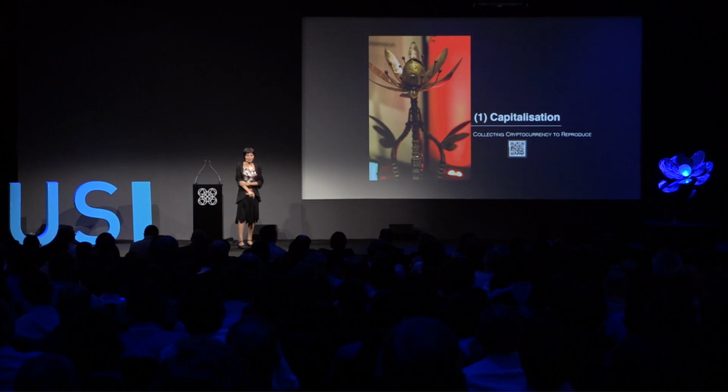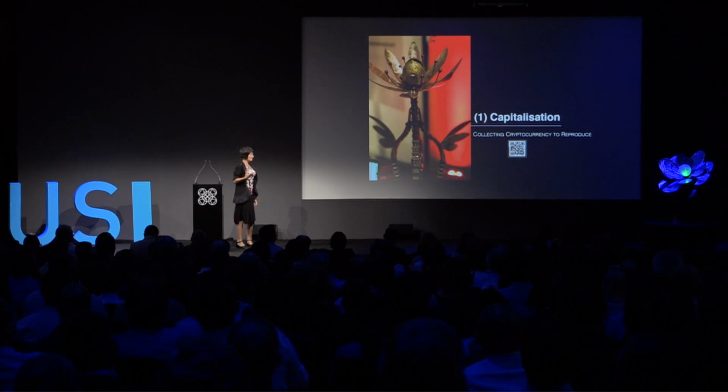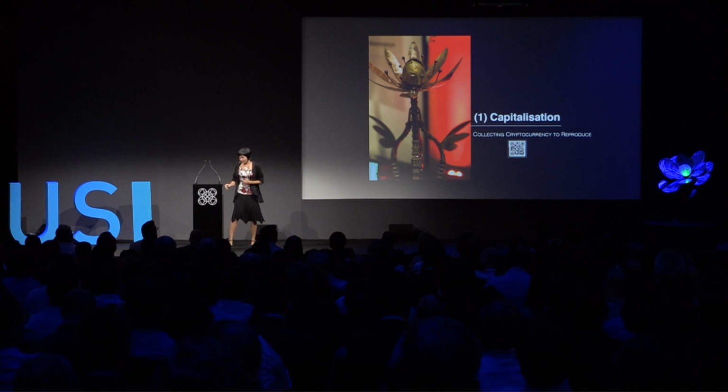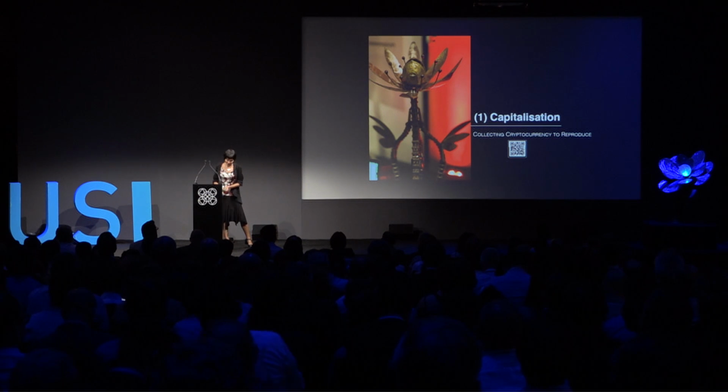So let's go through the various phases of reproduction of a plantoid. The first one is the capitalization phase. And this is when the plantoid will make itself beautiful in order to lure people into donating some cryptocurrencies to it. And so every plantoid has its own Bitcoin and Ethereum wallet that people can send funds to. And whenever they receive some funds, they will show some form of appreciation by doing some dance or music or some light show. So let me do a small demonstration here.